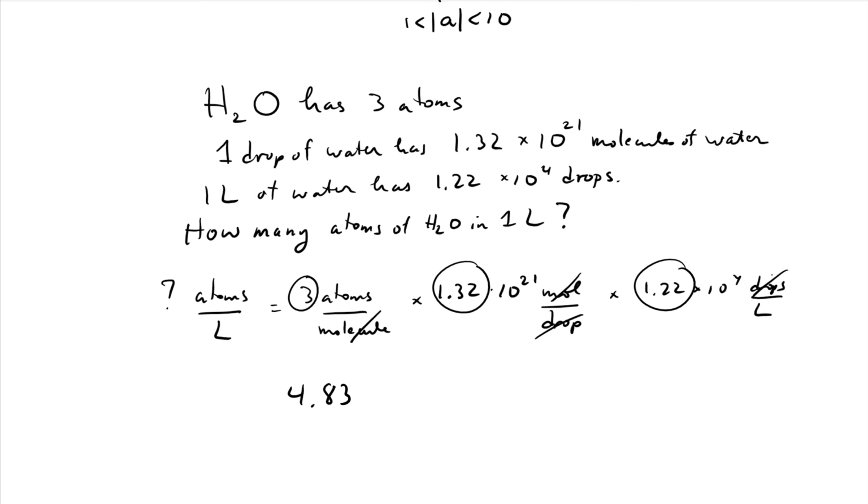I'm going to get 4.83 approximately. And if you multiply your 10 to the 21 and 10 to the 4, you just have exponents, powers of 10 to multiply, and you add the exponents, you're going to get 10 to the 25, and you've got your number in scientific notation, and it's a lot easier to work with that.